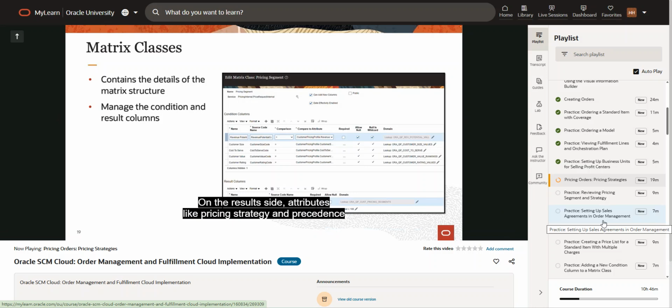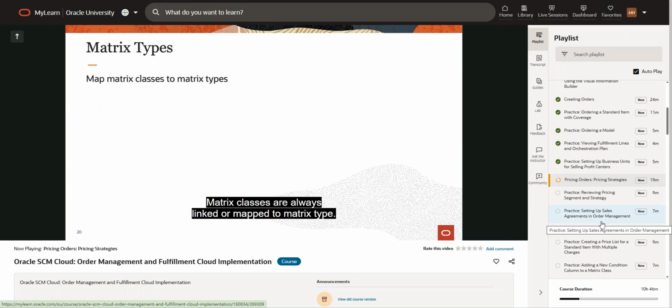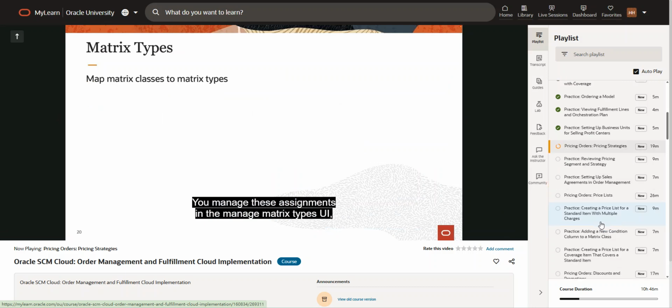Matrix classes are always linked or mapped to a matrix type. This mapping makes sure that they're used for the right purposes in the pricing administration UI and during the actual price calculation process. You manage these assignments in the Manage Matrix Types UI, where you can connect each matrix type to a specific matrix class. For example, in the screenshot, there's a seeded matrix class called Pricing Segment, which is mapped to the Pricing Segment matrix type. Because of this link, the correct condition and result columns from the matrix class will show up in the relevant part of the user interface, like the Price List UI, so you can easily create matrix rules for things like attribute-based pricing adjustments. This mapping helps keep your pricing rules organized and ensures they're used just where you need them.